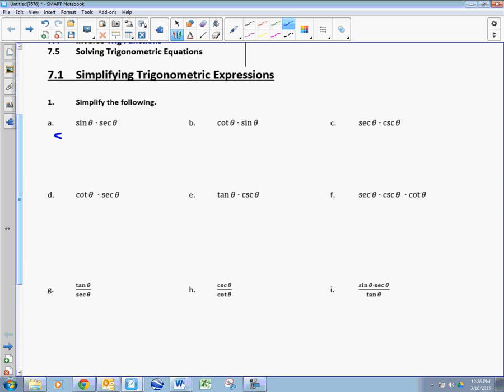So I just write sine of theta over 1 times secant of theta. Secant is not in terms of sine and cosine yet, so I write it as 1 over cosine of theta. Nothing cancels, does it? So I end up with sine of theta over cosine of theta. What is sine over cosine? Tangent.